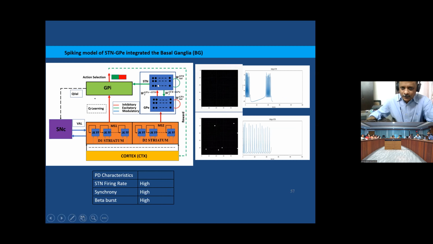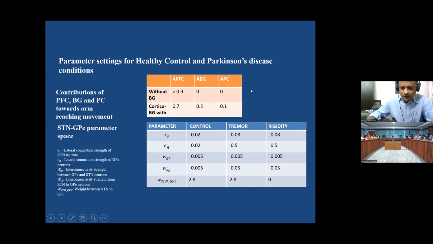And so you can operate it in two modes. In one mode, you have regular firing or continuous firing. In the other mode, it shows neurons going to bursting, which is the kind of activity you see under Parkinson's conditions. So the bottom one is like normal and the upper one is like Parkinson's. So these are the parameters which you have to adjust in the STN-GPe part to produce the Parkinsonian conditions.